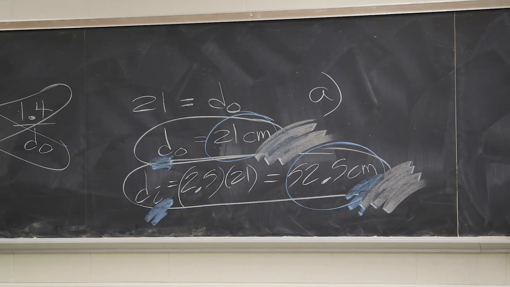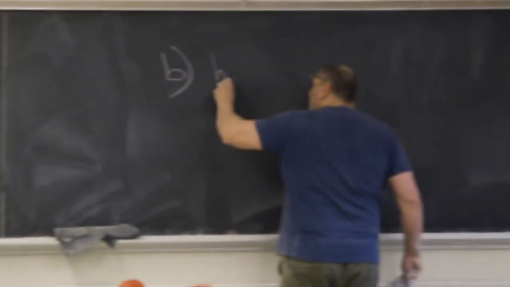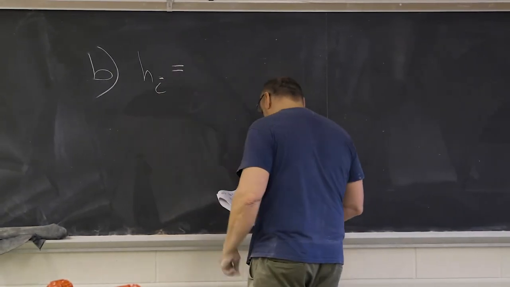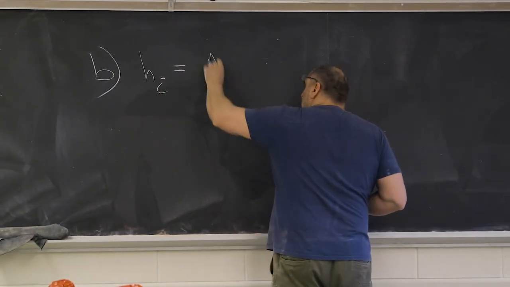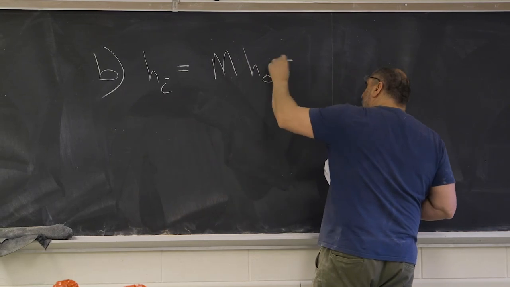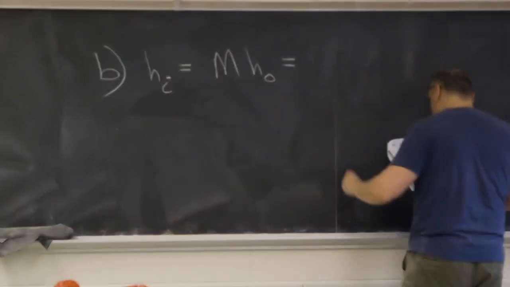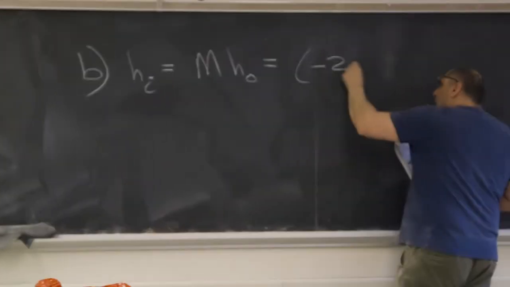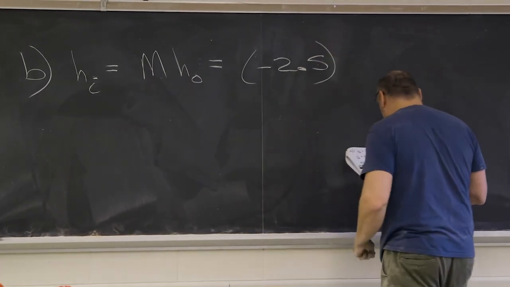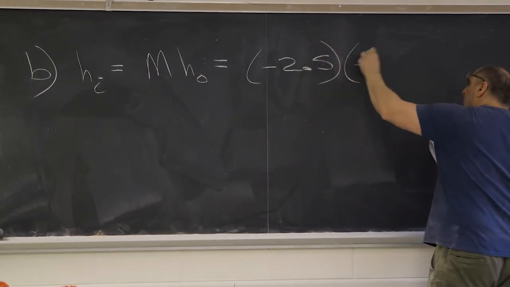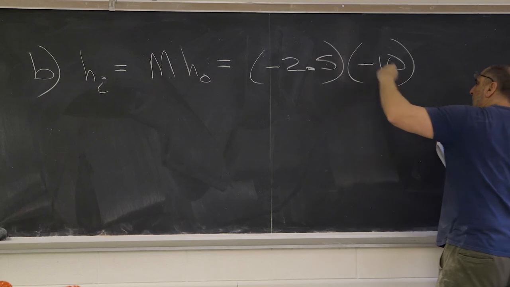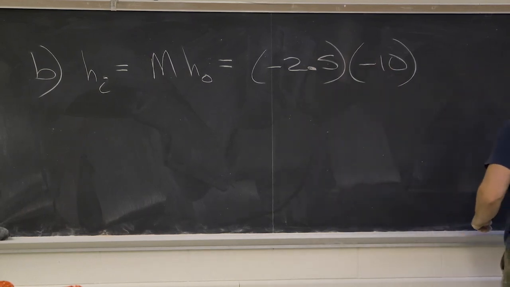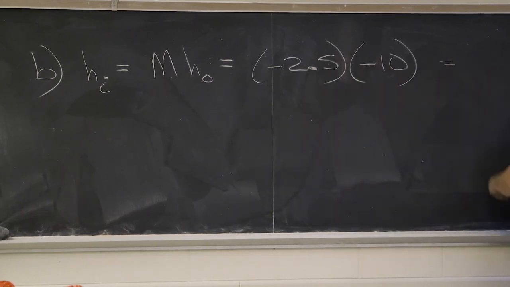B, find out the height. HI equals MHO. Well, that one, you almost could have done that one first. There wasn't a whole lot being asked of you. They gave you the negative 10, they gave you that. The rest you multiply, and you got plus 25.